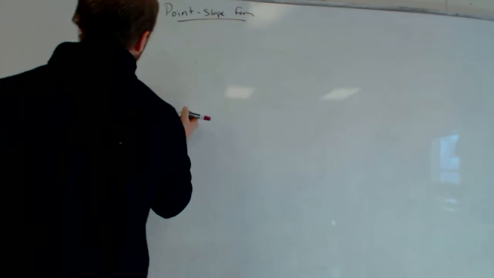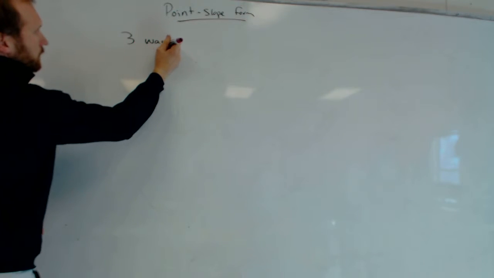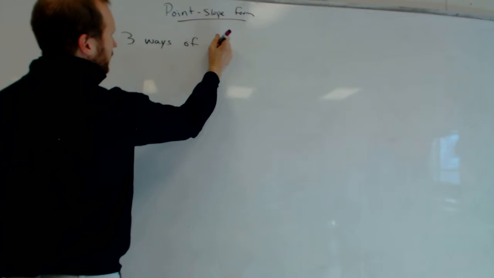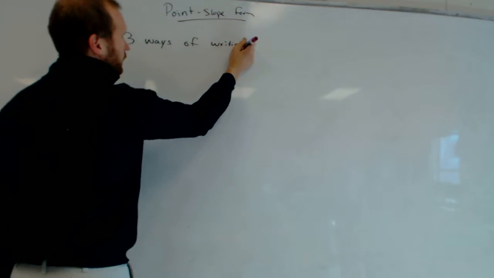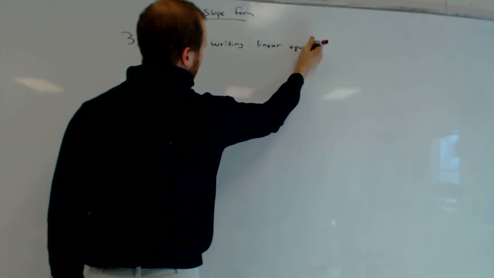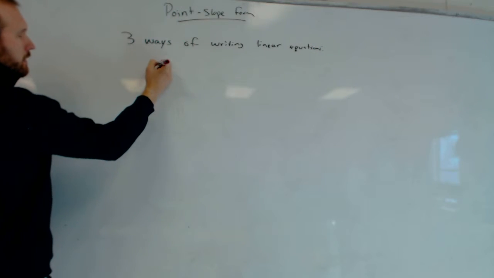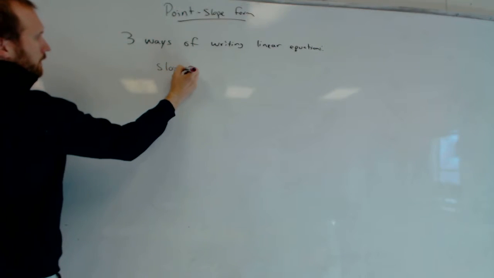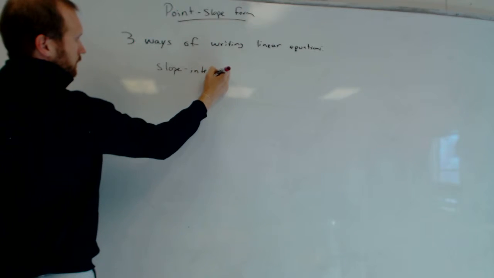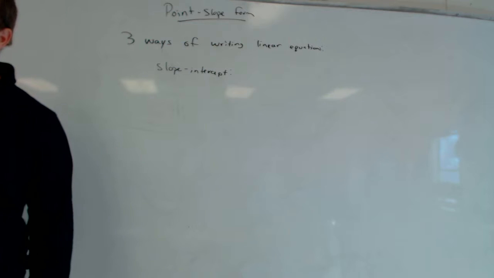Okay, we've talked about two ways of writing equations. So two ways of writing linear equations, or the equation of a line. The first one we learned was slope-intercept. What was slope-intercept form in general?